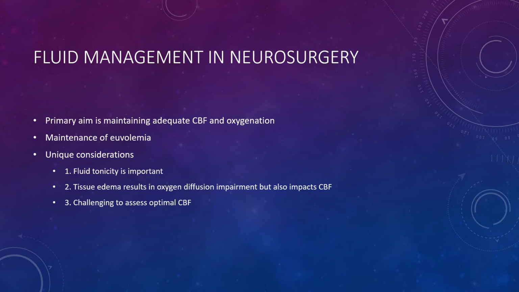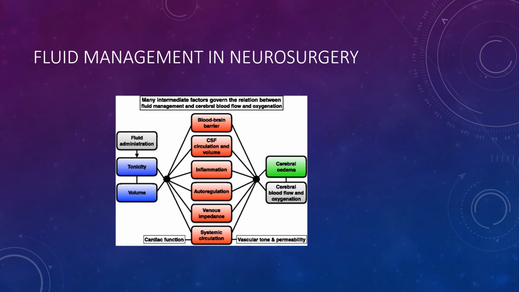Unique considerations for the neurosurgical population is that fluid tonicity is important. Tissue edema results in oxygen diffusion impairment, but also directly impacts cerebral blood flow. And it can sometimes be challenging to assess what's optimal for cerebral blood flow. This is a chart showing the complex interplay of factors which influence how fluid administration or volume status can impact cerebral blood flow and oxygenation.